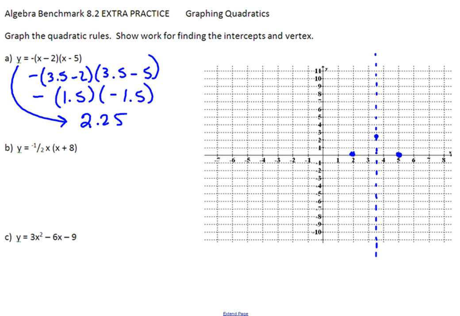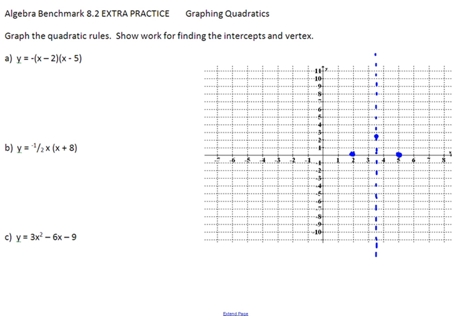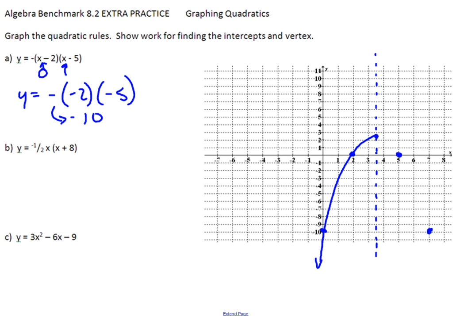And probably one more significant point we should get is the y-intercept, and that's when the x is 0. So going back over all this, we plug in 0 for x here and there. So we get y equals negative 2, negative 5. That's 10 with a negative out front, so negative 10. So (0, negative 10) is my y-intercept. And then I'll just use symmetry to figure out the point on the other side. So if I just go 1, 2, 3.5, half, 1, 2, and 3. That gives us a pretty good idea of what this parabola is going to look like.